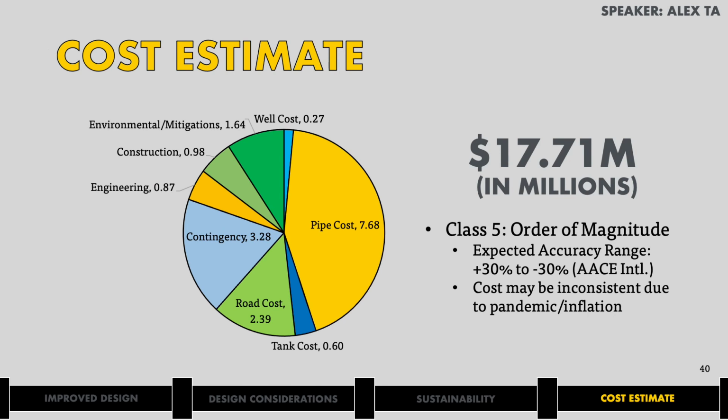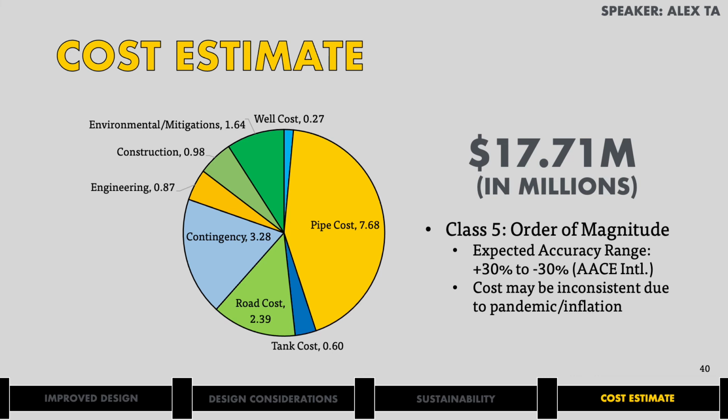My name is Alex and I will be discussing the cost of the project. The total cost of the project is about 18 million. The calculation involved conducting a classified order of magnitude. The costs include pipe, tank, road, and well costs, among others, as shown on the chart in millions.